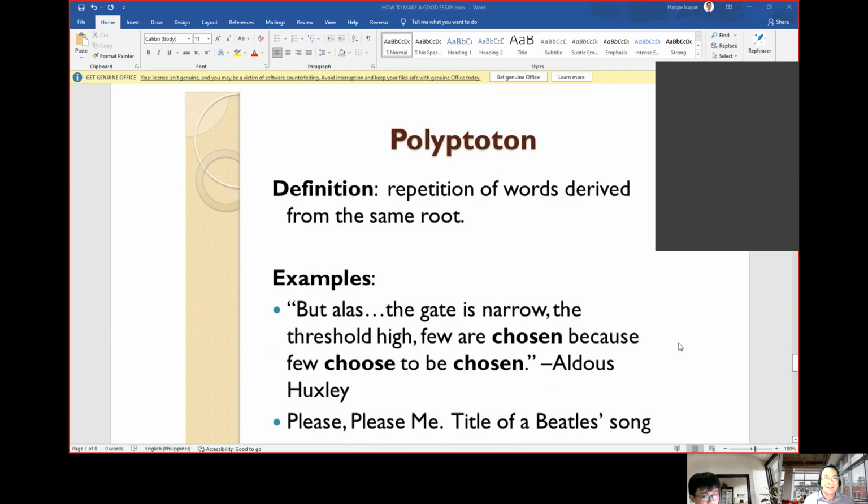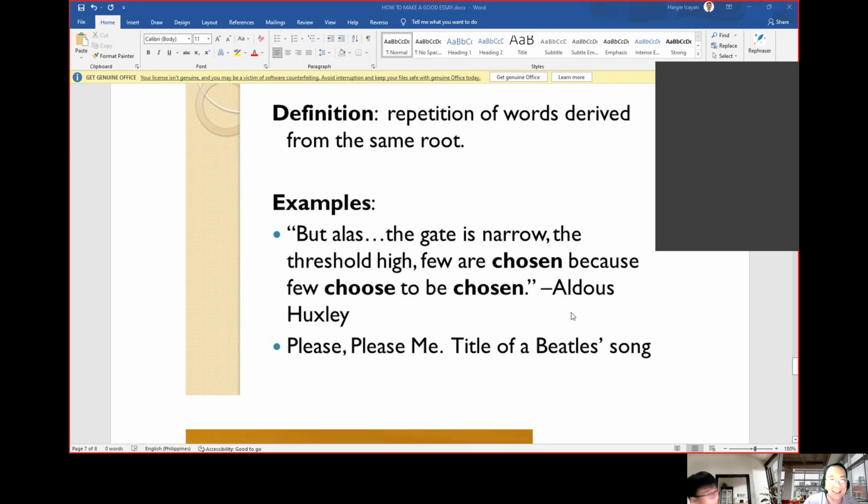Polyptoton is repetition of words derived from the same root. Let's say, for example, can you read? Broad is the gate, narrow the threshold high. Few are chosen because few choose to be chosen.